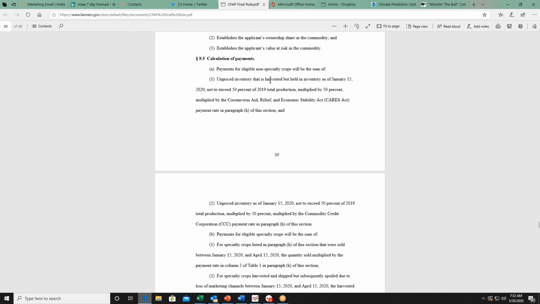But for unpriced inventory as of January 15th, you'll take that by 25%, 50% times 50%, and you're going to do that off of the CARES Act and off of the CCC Act. So the best way to think about this is that if you look at the CCC payment and the CARES Act payment and average them, you're going to get that price on half of what you had not delivered, and that's going to be your payment.